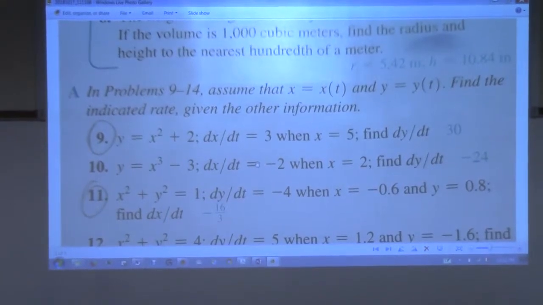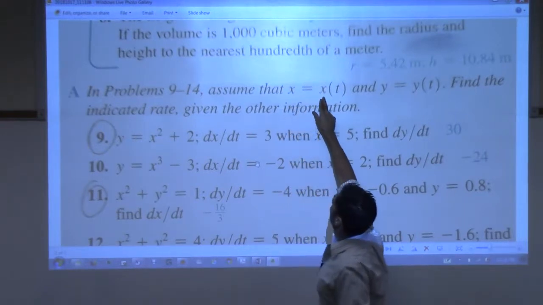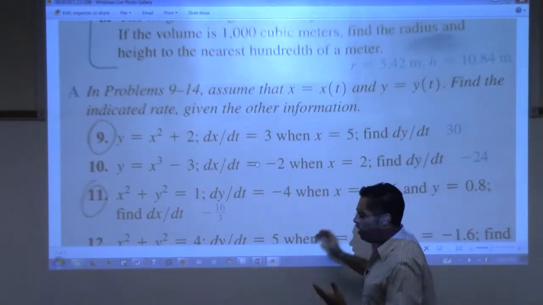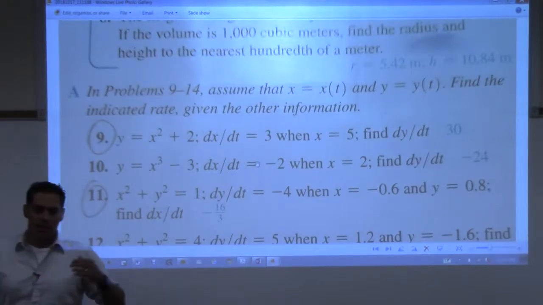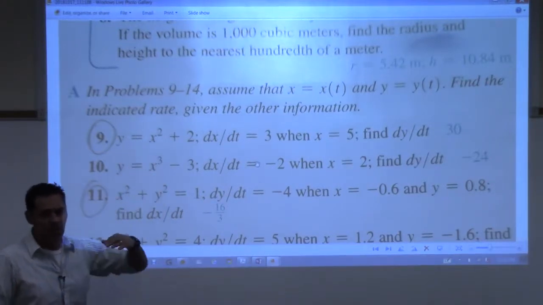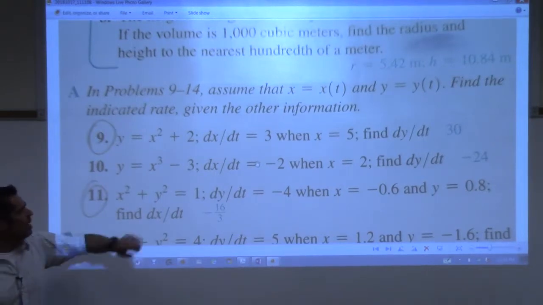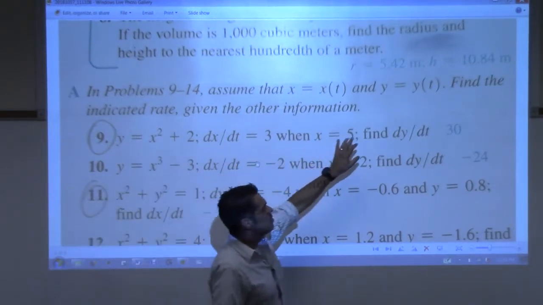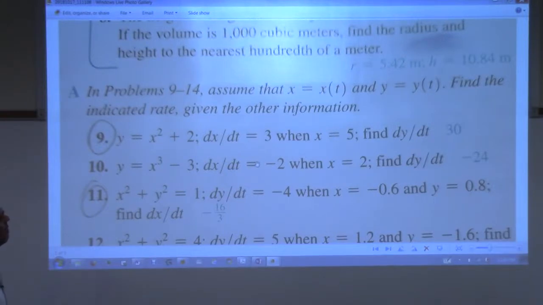All right, so it says here, assume that x is x of t and y is y of t. All that's saying to you is this. Assume that the x value of this equation is a function of t, like we talked about t as being time. And assume that y is some function of time. Then find the indicated rate given the other information.